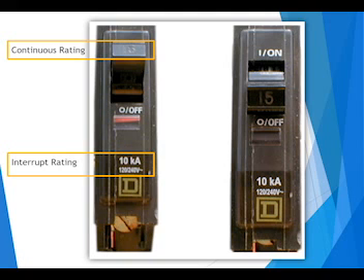The other rating that we have is the interrupt rating. The interrupt rating is the rating I have in which I can safely interrupt a fault current within the system. And this is based on the system properties itself and how much current could rise before the breaker or the fuse will open. And this is the capacity of a device to safely open a faulted circuit without either welding the contacts or exploding.